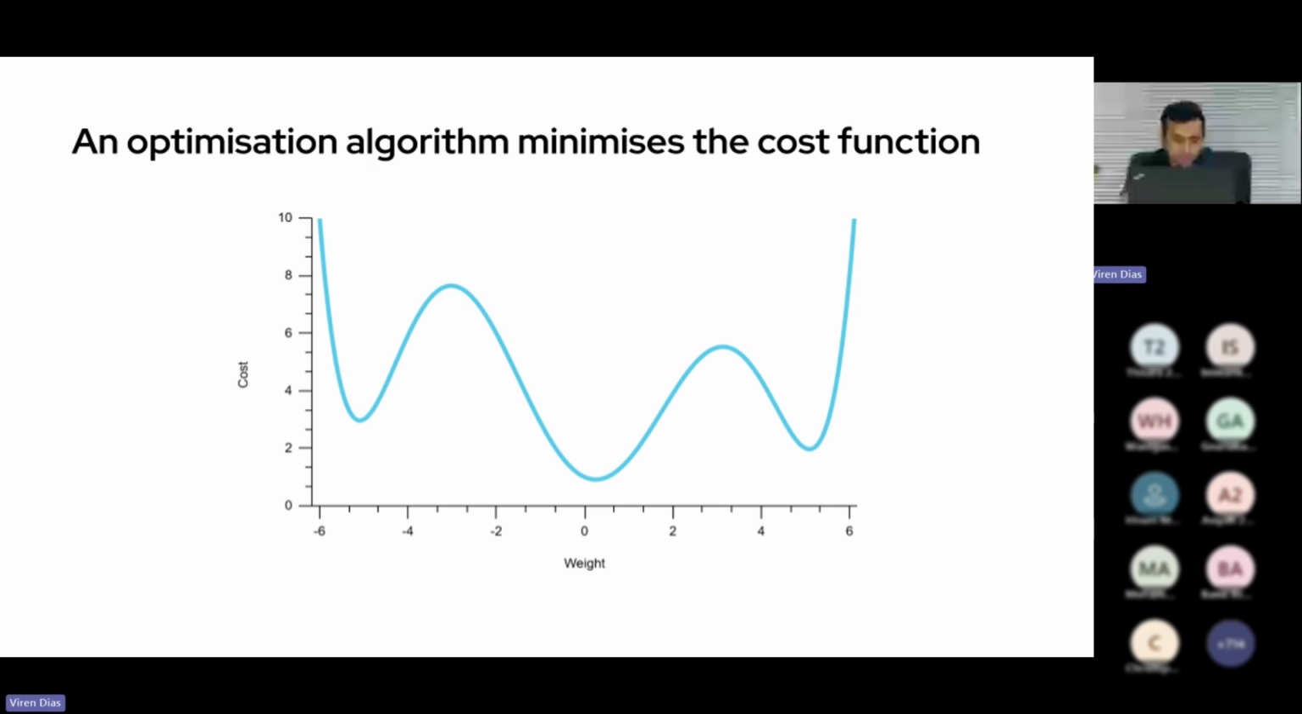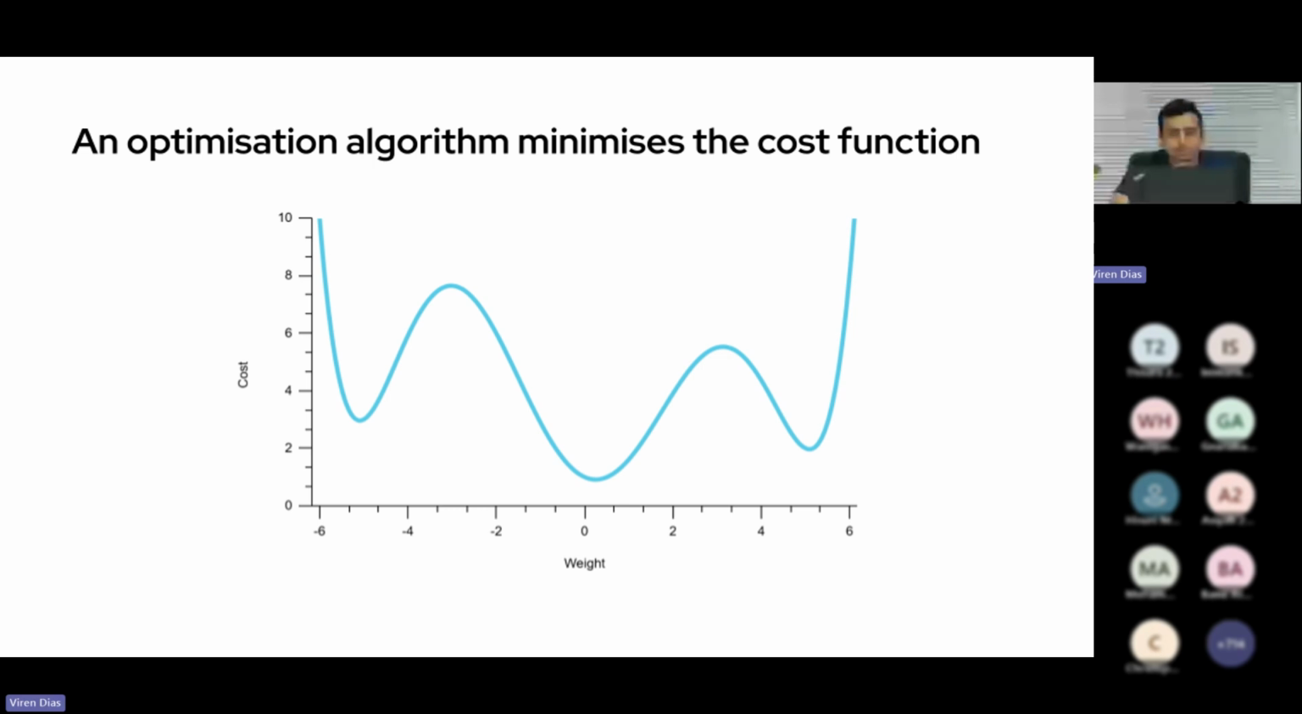And for the sake of simplicity, because it's really hard to draw it on a 2D piece of paper, let's just assume that it has just one weight that can be adjusted. So in this graph, on the x-axis, I have the value of the weight that can be adjusted, and on the y-axis, I have the cost. And as you can see over here, there are 3 minima.